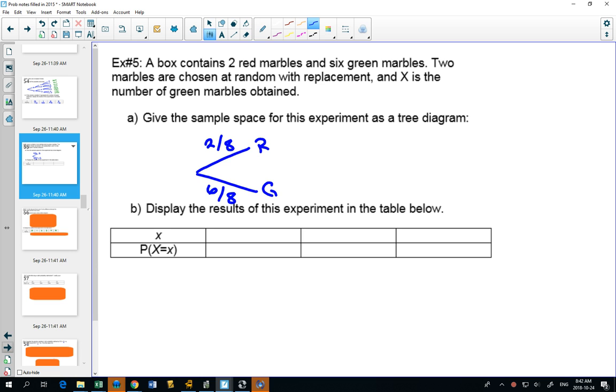You choose your second marble after replacing it. Could get red or green again. Again, it's still 2 out of 8 and 6 out of 8, because the marble was replaced. We're letting x be the number of green marbles. So it is possible that you didn't pull out any green marbles. It is possible that you pulled out 1 green marble, and it's possible you pulled out 2 green marbles.